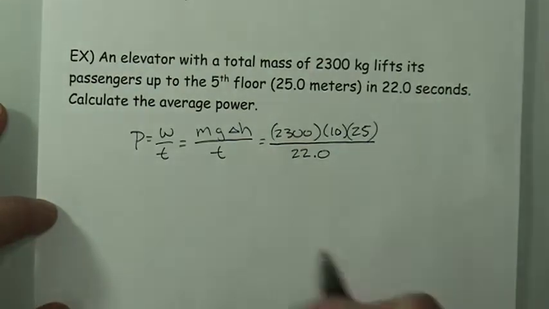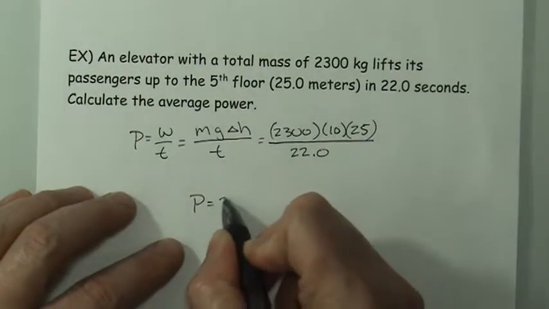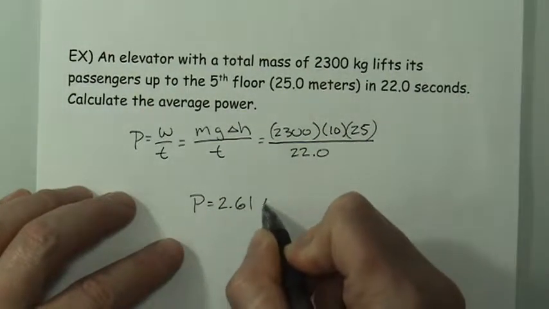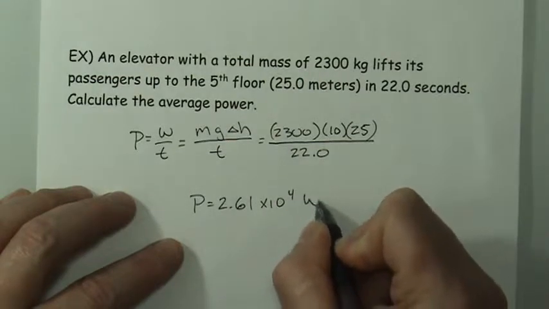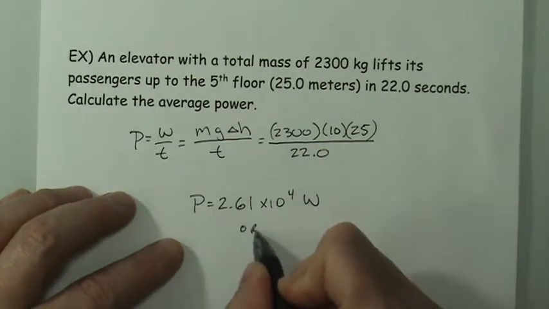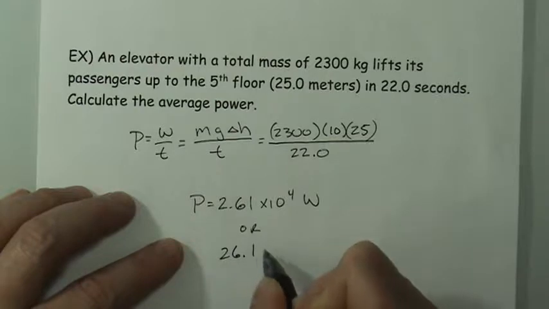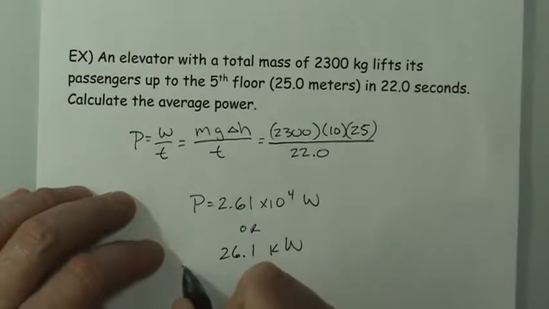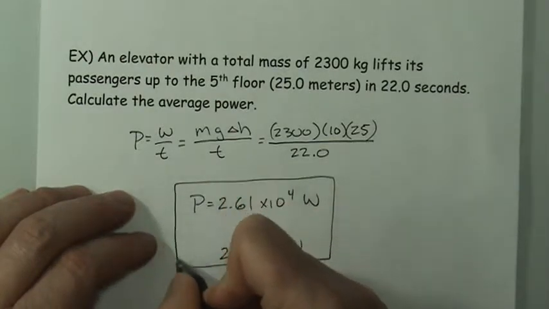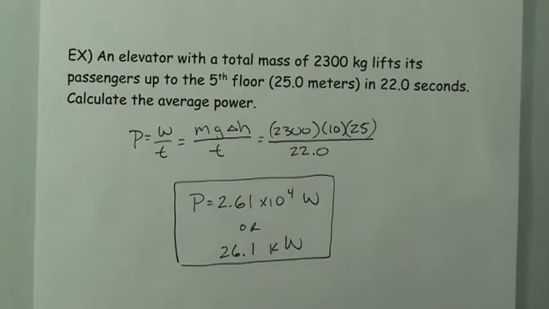26,136. So we'll say 2.61 times 10 to the 4th watts, or 26.1 kilowatts. So there's lots of examples. Power, again, can be calculated using any form of energy: nuclear, thermal, electrical, solar. Any form of energy can be plugged into this equation.